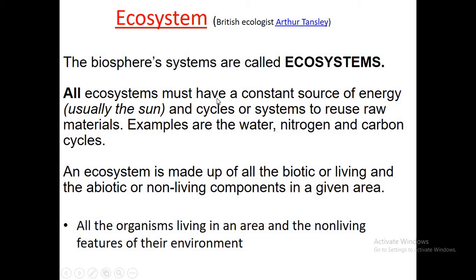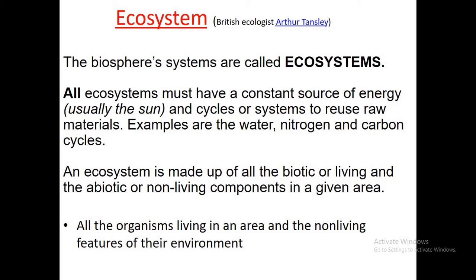All ecosystems must have a constant source of energy. Who gives the constant source of energy? The sun. So the sun is the main source of energy of our earth, along with cycles or systems to reuse raw material. Examples are the water, nitrogen and carbon cycles. Different minerals and different components are used for energy.